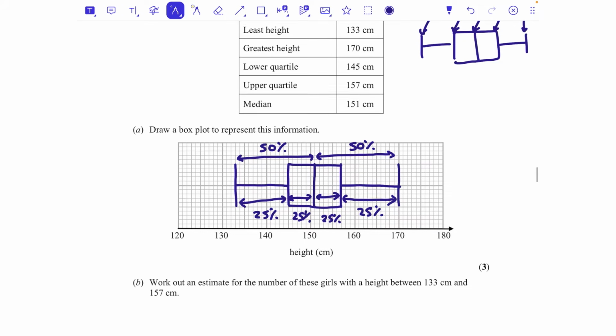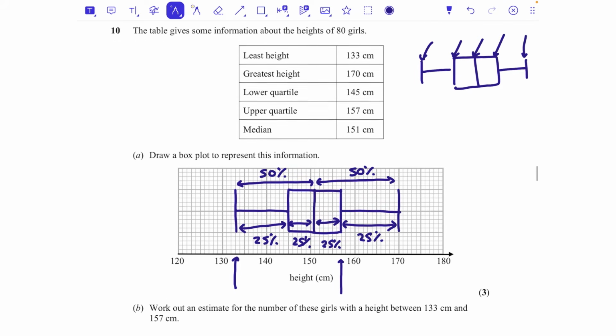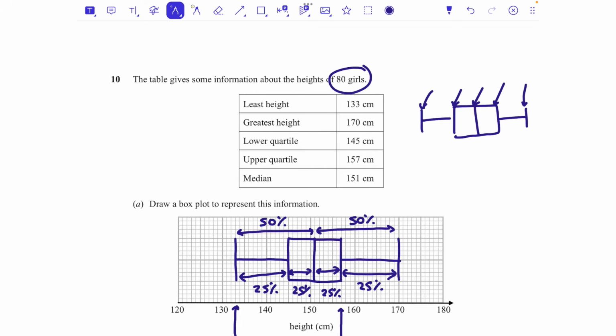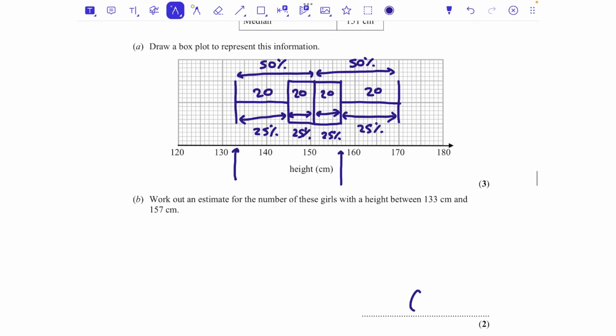So then if it says work out an estimate for the number of girls with a height between 133 and 157, I just need to look. Well, 133 was the smallest person. 157 was my upper quartile. So that represents 75% of the data. We're told that there are 80 girls. So that means 20 of them are here, 20 of them are here, 20 of them are here, and 20 of them are here. So 60 of the girls we're going to estimate are between the lowest value and the upper quartile.